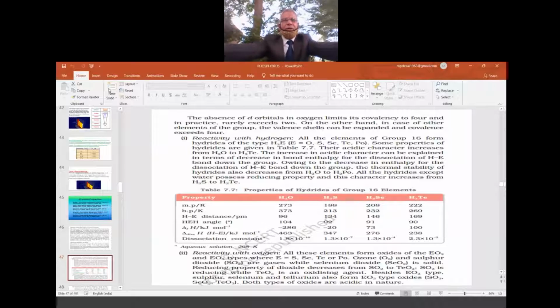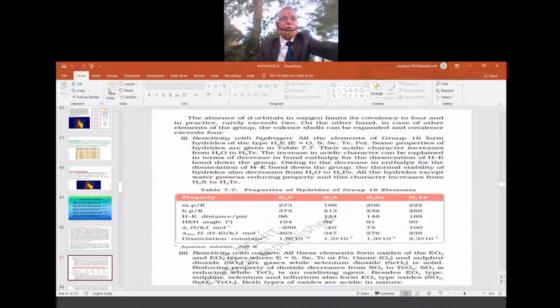So what is the trend here? Not only the 16th group member, any member with oxygen gives an oxide, but the formula depends upon what? The formula depends upon the oxidation state. That is what is explained here. EO2, EO3, all those types of oxides are possible.